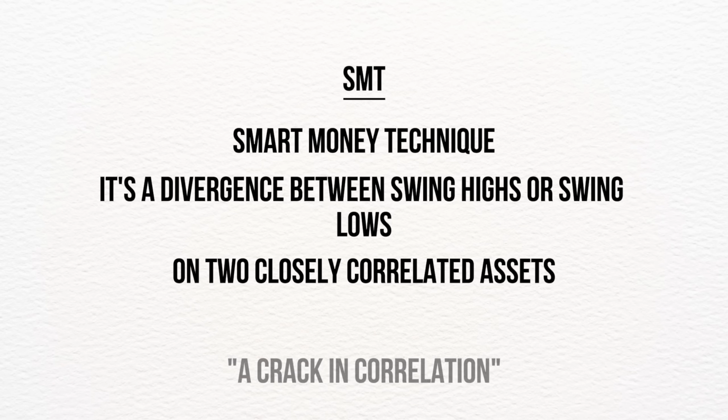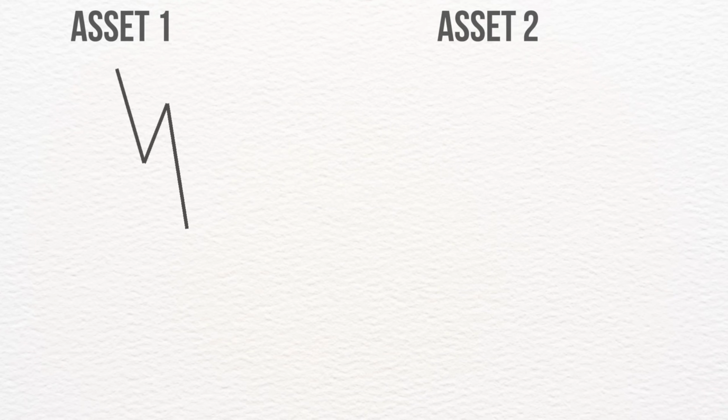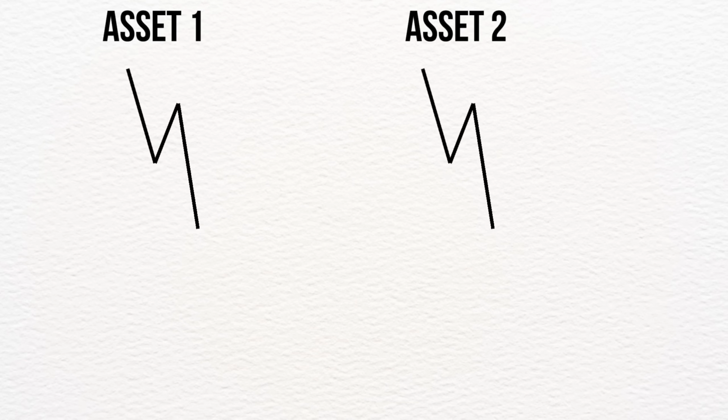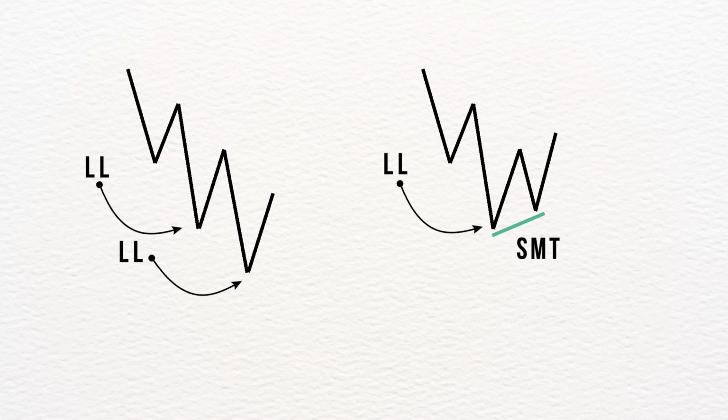In other words, a crack in correlation. So naturally, when looking at two closely correlated assets, if we expect one to make a lower low, we would expect the other to make a new low as well. When one fails to do so, we have SMT.